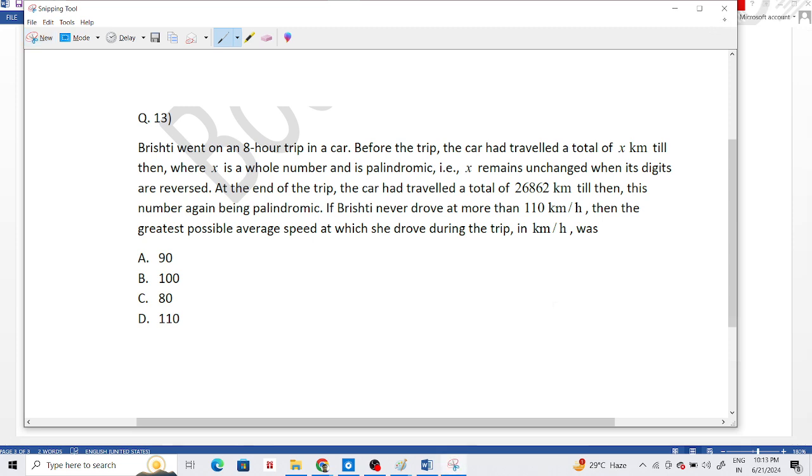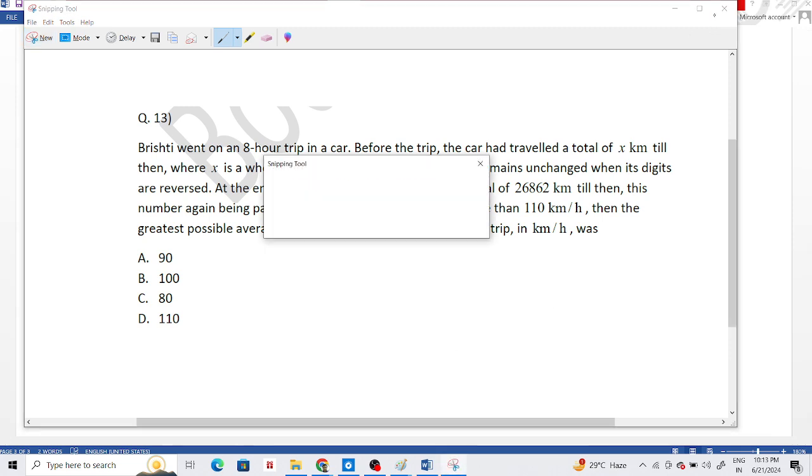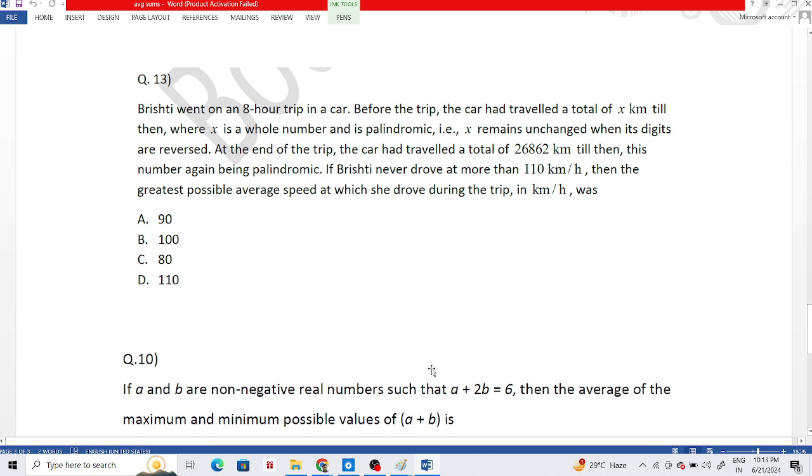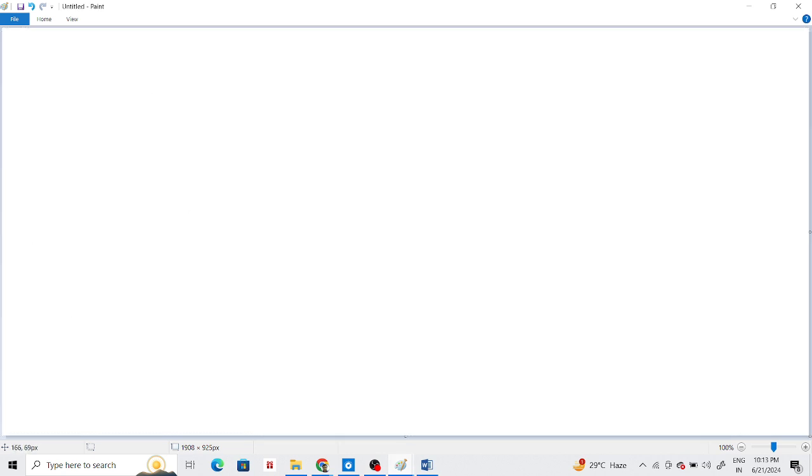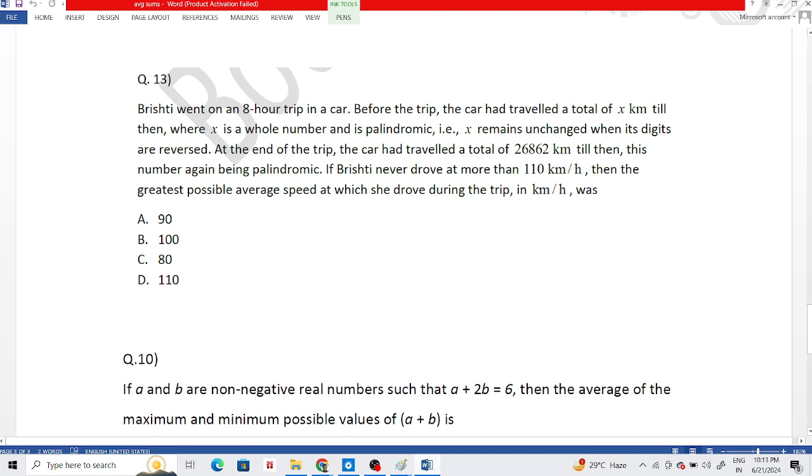This is a big sum. See, this sum seems to be big, but it's actually very easy. Take a look at this sum. Brishti is a Bengali name, but it came in CAT. This time CAT is being organized by IIM Calcutta. Brishti went on an 8-hour trip in a car.